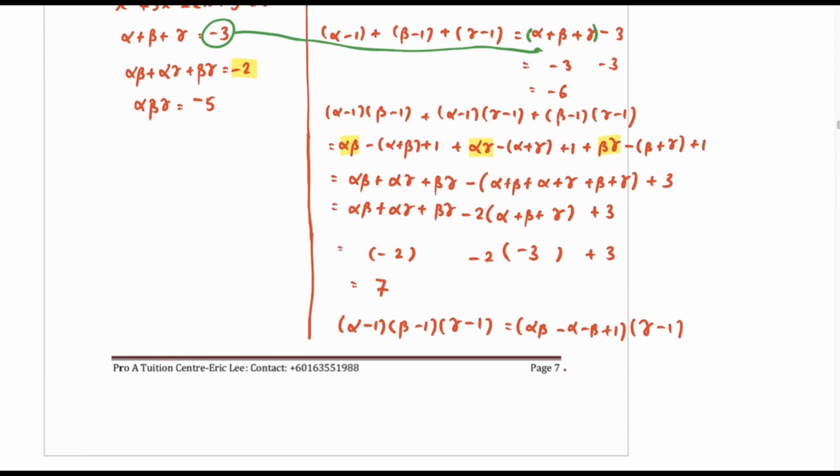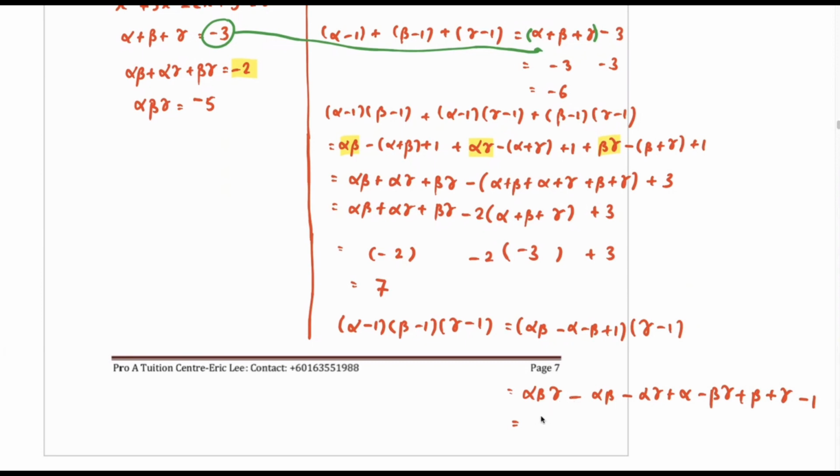Okay. Then I expand again. So I will get alpha beta gamma minus alpha beta, alpha gamma, beta gamma. Let's say I do one by one first. This with this, alpha gamma minus alpha first. Okay, minus alpha beta gamma. Sorry, positive alpha, positive beta. Then gamma, then minus one. Okay, so get something like this.